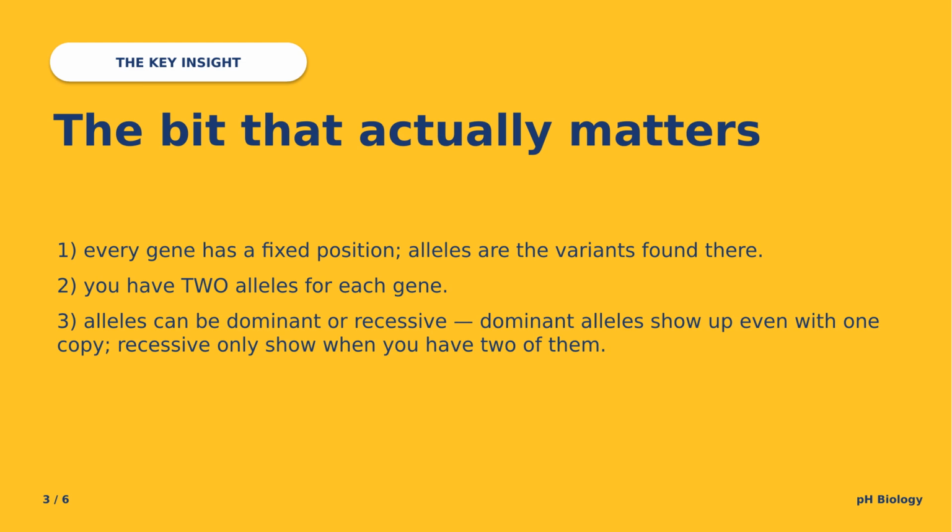Three things. 1. Every gene has a fixed position. Alleles are the variants found there. 2. You have two alleles for each gene. 3. Alleles can be dominant or recessive. Dominant alleles show up even with one copy, recessive only when you have two of them.